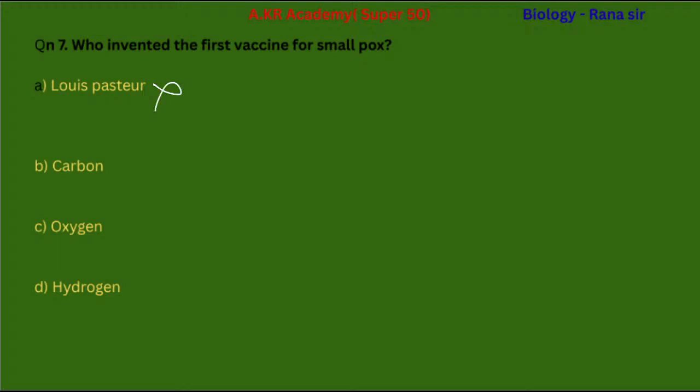Not Louis Pasteur, not carbon dioxide, not oxygen, not hydrogen. That answer is Edward Jenner. The inventor of the smallpox vaccine is Edward Jenner. Is it clear now?